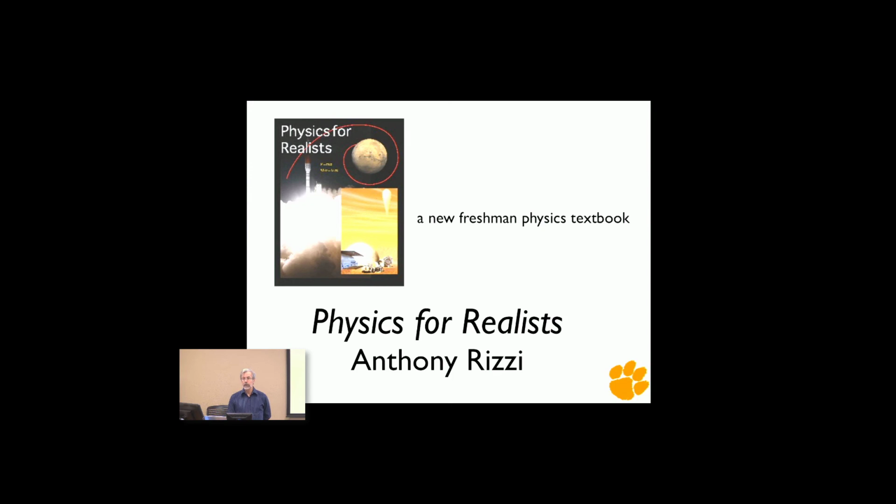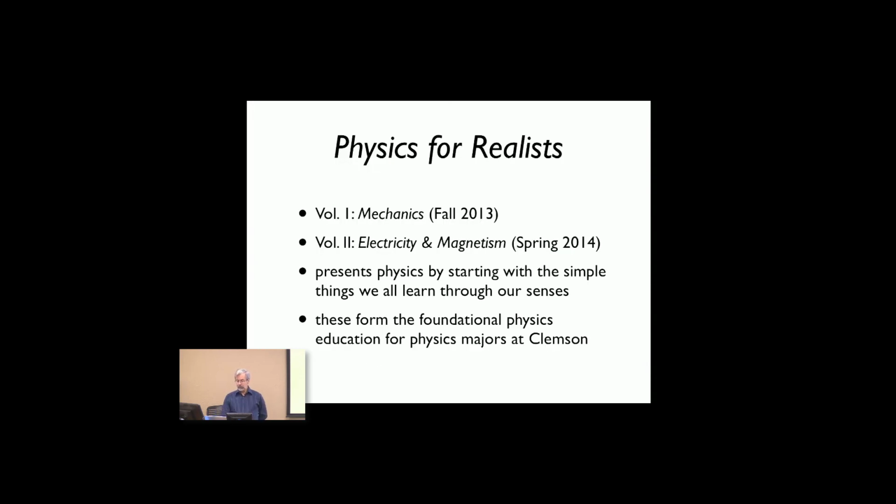So here's the textbook. It's a new freshman physics textbook. This is the first volume, the cover of the first volume. As I said, there's a second volume, Electricity and Magnetism. This textbook is completely unique. There is no other textbook like this. We can get into that, and we will get into that as you read through the book. The book discusses the ways in which it is unique. But just to give you a simple sentence, a short summary of it, I will say that it presents physics by starting with the simple things that we all learn through our senses, that we see, hear, and feel.